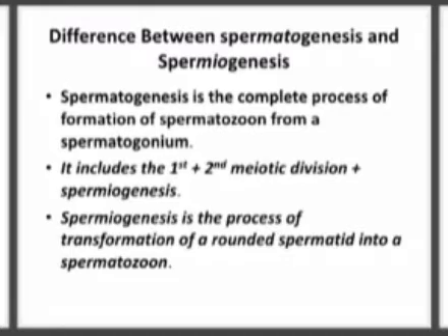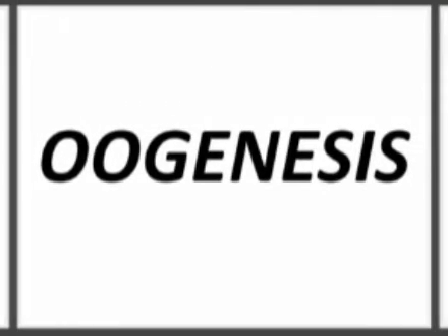Spermatogenesis is the complete process of formation of a spermatozoon from a spermatogonium. It includes first and second meiotic division plus spermiogenesis. But spermiogenesis is the process of transformation of a rounded spermatid into a spermatozoon with tail and head. ये sperm की बात खत्म हुई है.